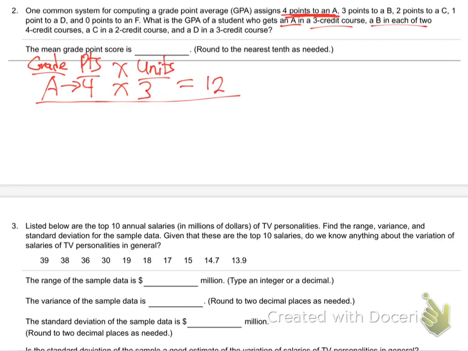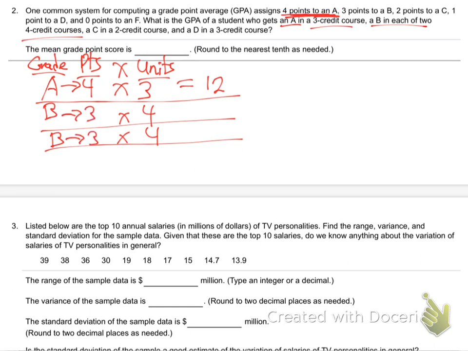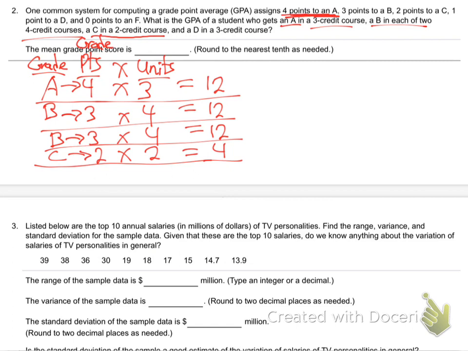Next, they got a B in 2 4-unit classes. Got a B and got a B, both 4-unit classes. A B is worth 3 grade points. This is grade points. So this again will be 12. 12, 3 times 4 is 12. A C in a 2-unit course. A C is worth 2 grade points times 2-unit course. That's worth 4. And a D in a 3-unit course. A D is worth 1 grade point. 1 times 3 is 3.